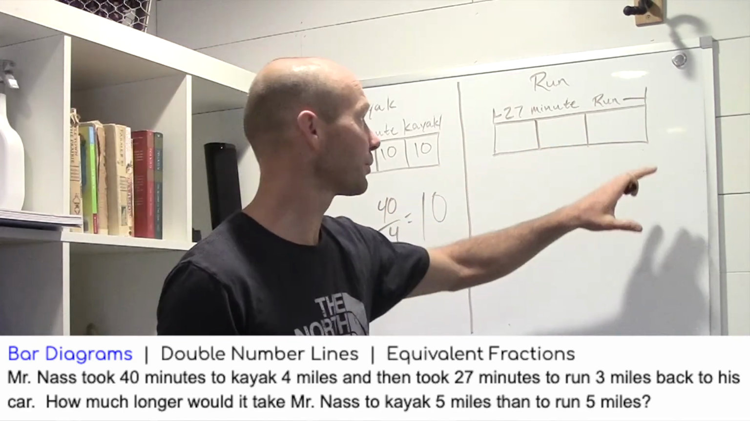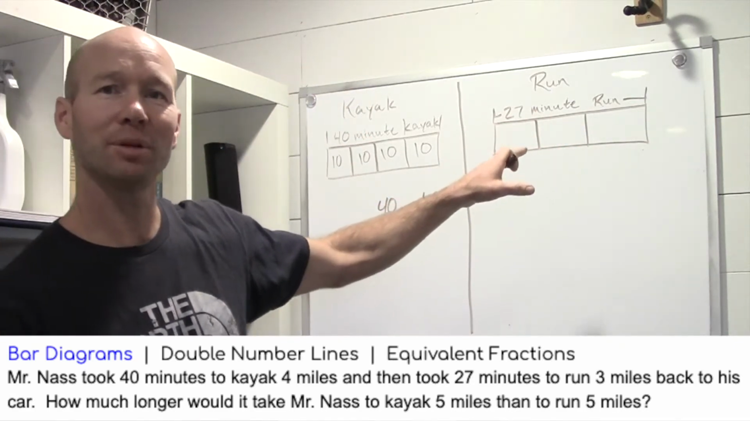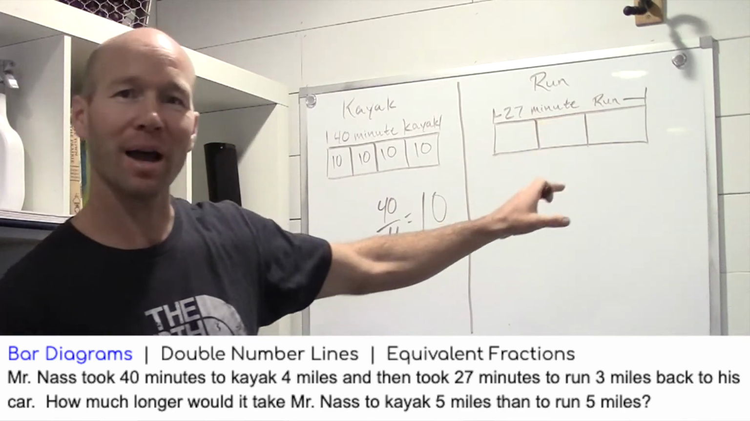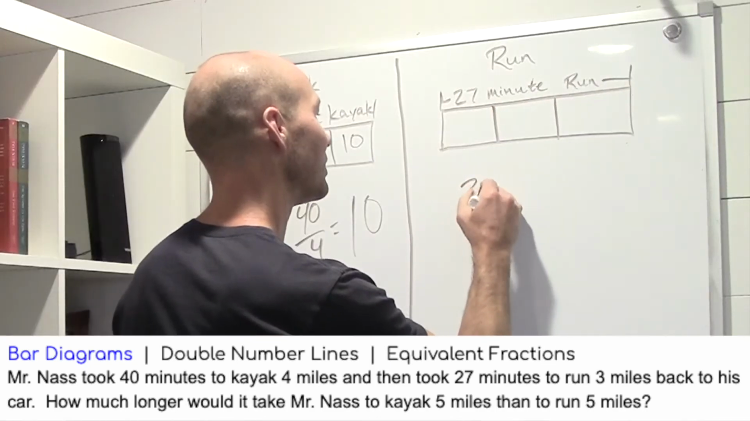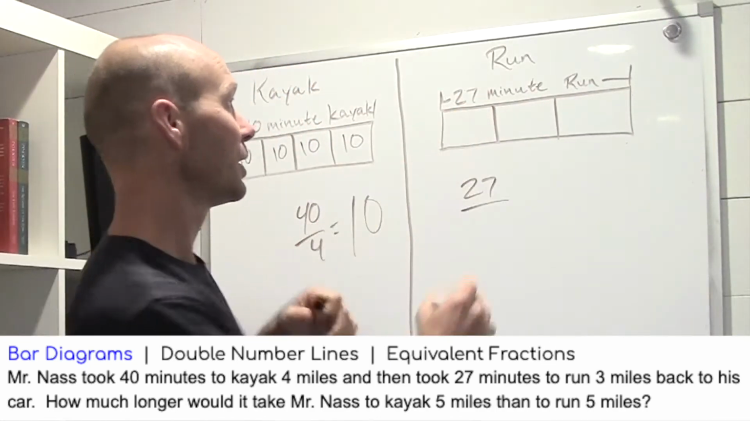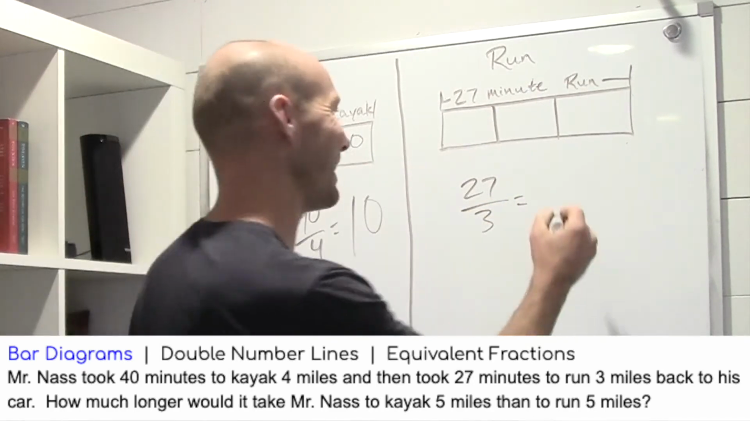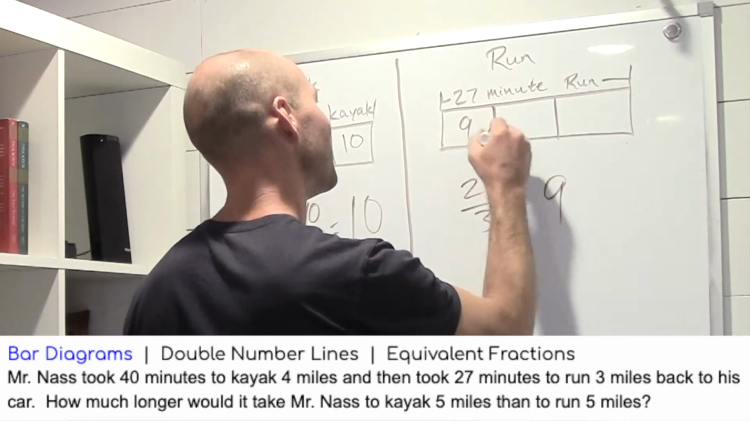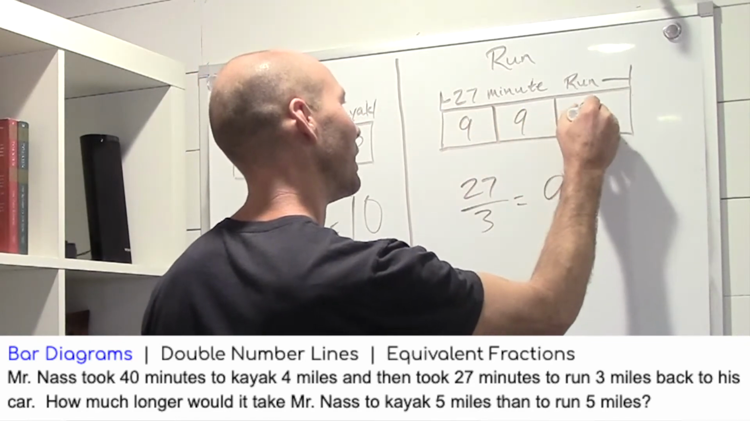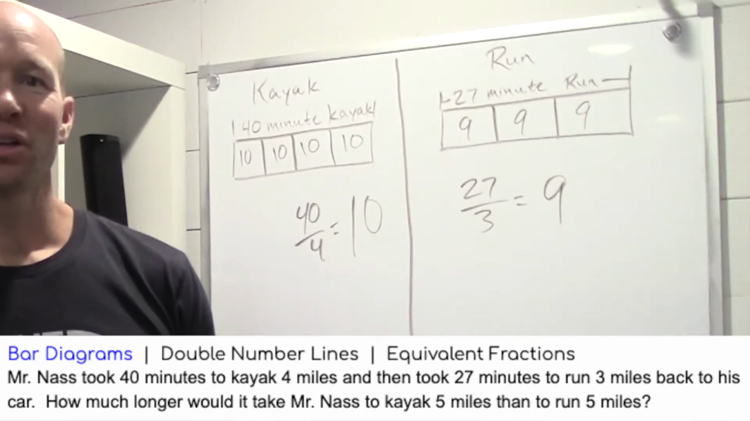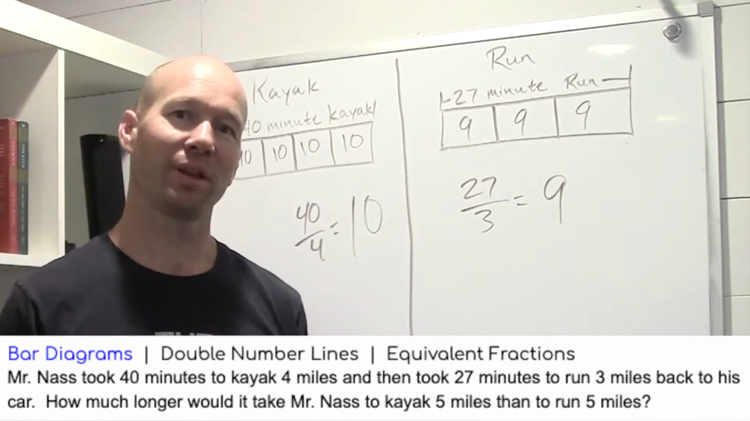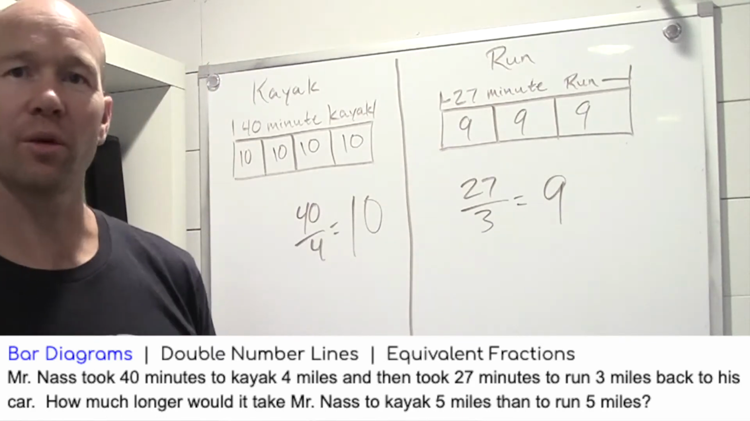And on the run, how many minutes did it take me to run each of these miles on the way back? 27 minutes divided by 3 is what? It is 9. That's right. So it took me 9 minutes, 9 minutes, and 9 minutes. So we could answer our question in 2 different ways.